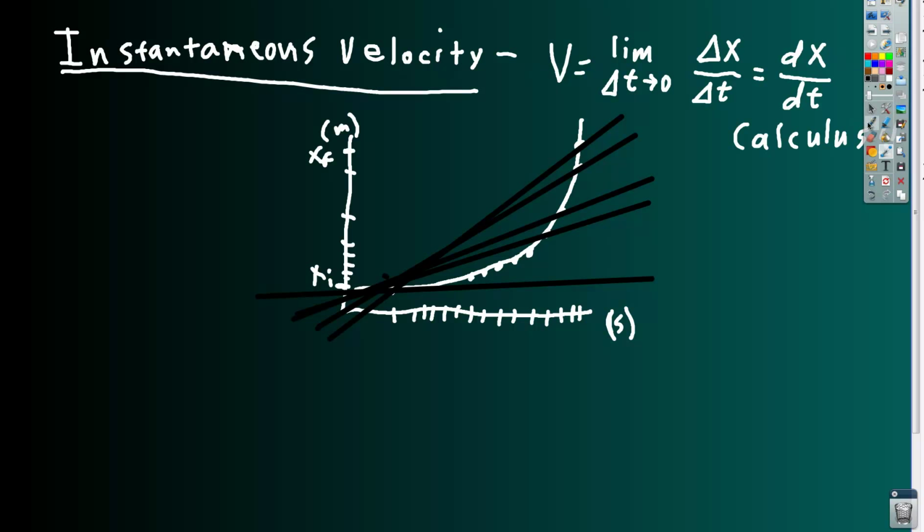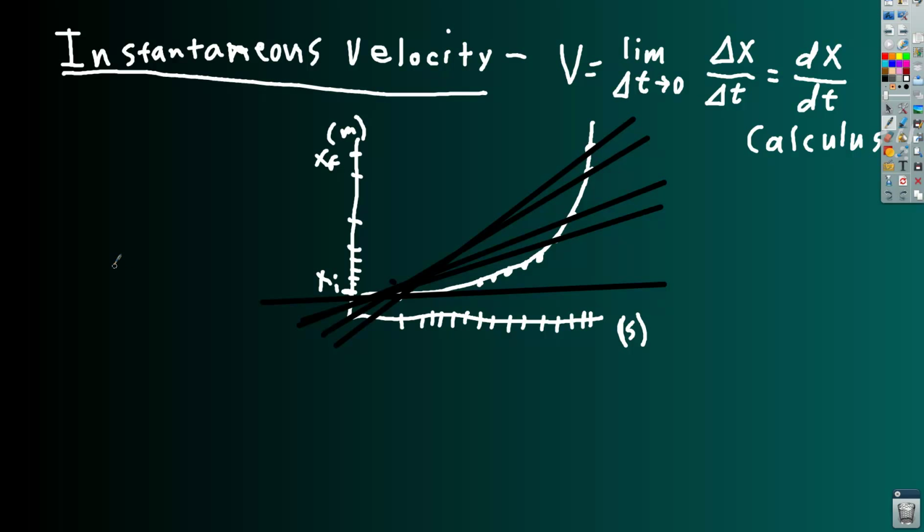You're going to learn more about this in calculus, but you're going to need this for some of your homework problems. There's some rules in calculus on how to find this dx dt for certain graphs. Assuming this is part of a parabola, we might have a graph that looks like this.